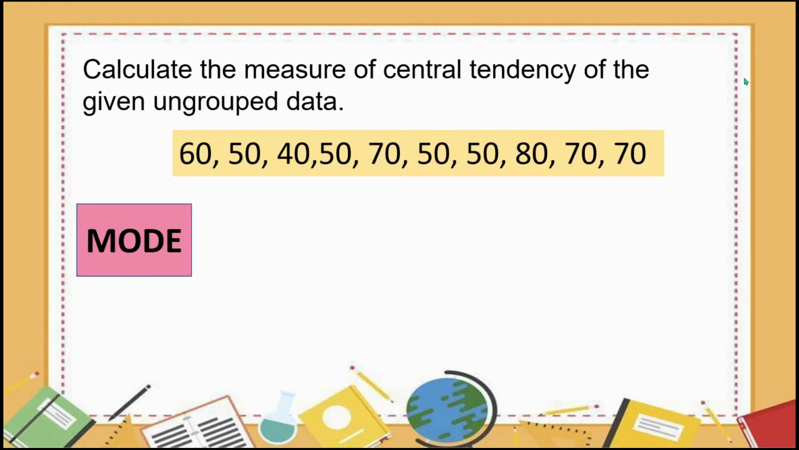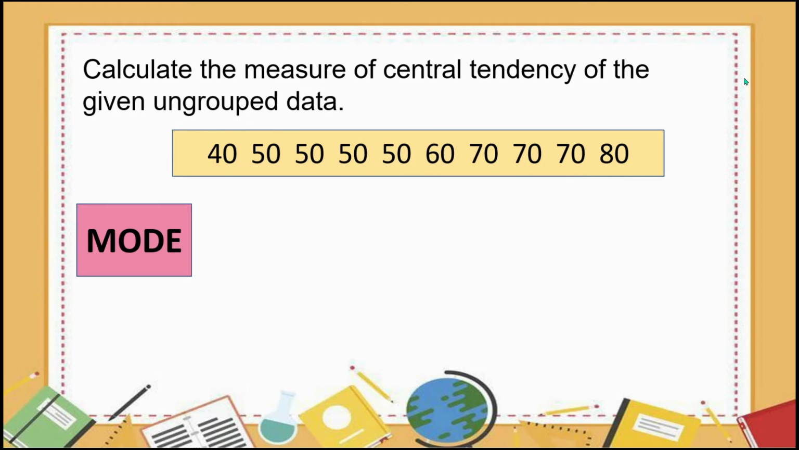Then the mode. I'll repeat, mode is the element or data that appears most frequent in a data set. Much better if the data are arranged so that we can easily see the data that appears the most. Here, the data that appears most is 50. Therefore, the mode is 50.